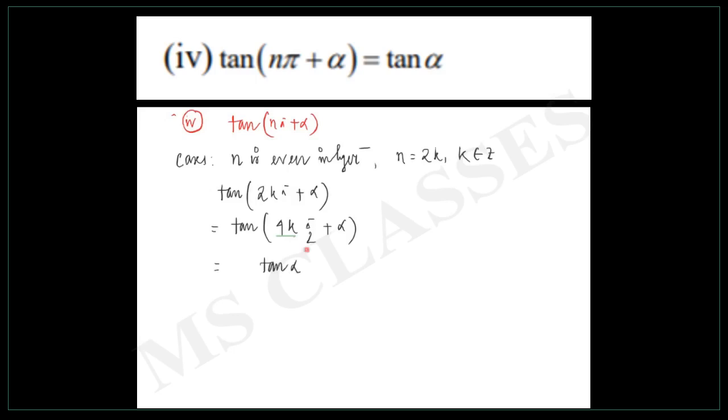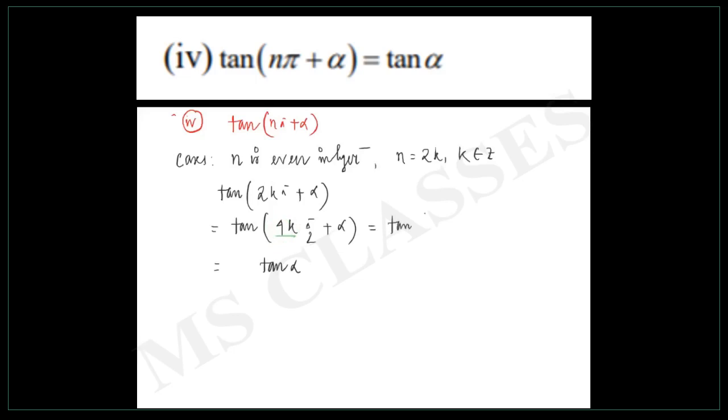Now this is lying in which quadrant? It is 4k into pi by 2. This one will lie in which quadrant? Or you can do one thing. Here we can understand it another way, if we write another line here.